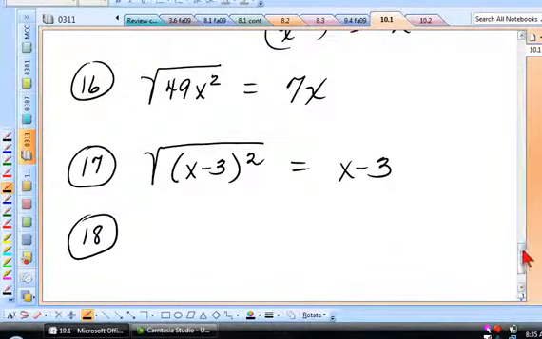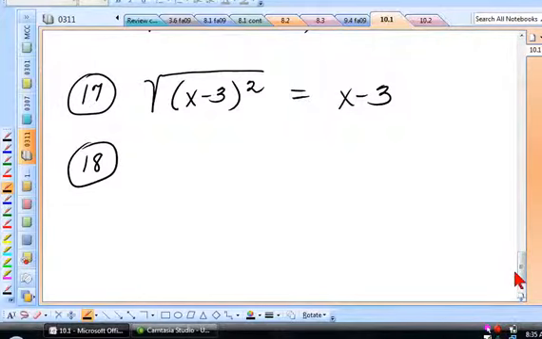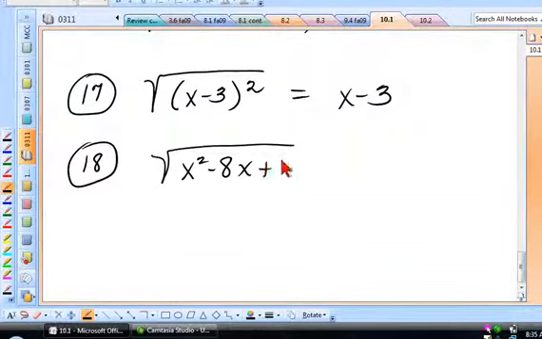Number 18. It says to find the square root of x squared minus 8x plus 16. All right, let me give you a hint. Number 17 is a hint to 18. You cannot take the square root of a sum or difference by going through and doing it term by term. You cannot do that. You could do it with products, but not with sums and differences. So, do you notice anything about this trinomial?